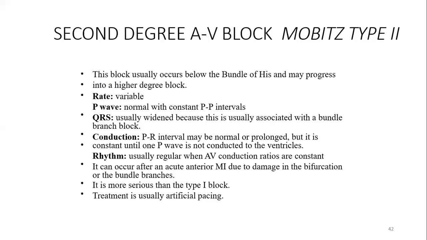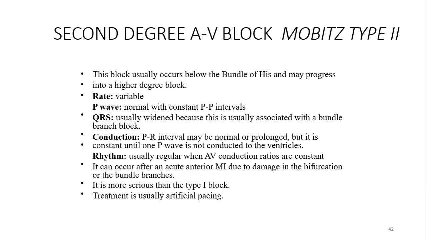Second degree AV block type 2. This block occurs below the bundle of His and may progress into a higher degree block. The rate is also variable. The PP intervals are normal. The QRS complex is widened because it is associated with a bundle branch block. The PR interval may be normal or prolonged, but it is constant until one P wave is not conducted to the ventricles.